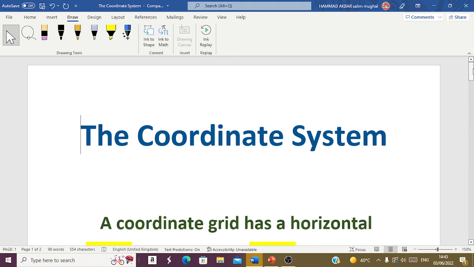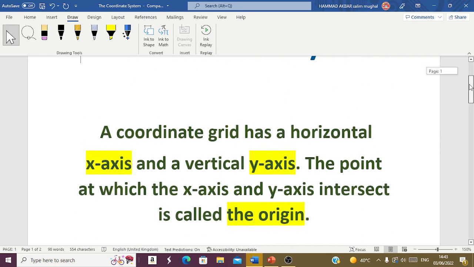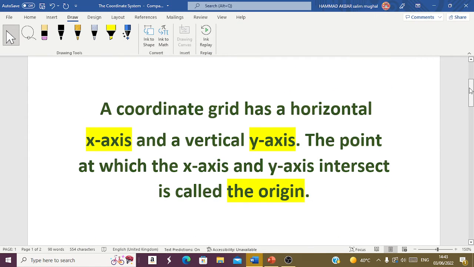So guys, today we will be learning about the coordinate system, which basically means how to solve a graph. So let's begin. Here are some points you need to know about the coordinate system. A coordinate grid has a horizontal x-axis and a vertical y-axis. So in a graph it has an x-axis and y-axis.